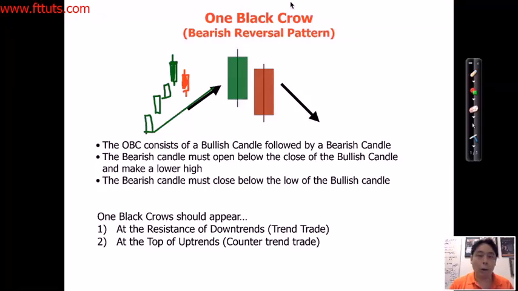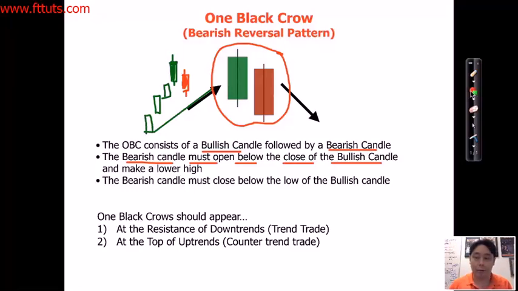Okay, so the one black crow, again, is made up of two candles. A bullish candle at the top of an uptrend, okay, followed by a bearish candle. Now, for it to qualify as a one black crow, it must meet, again, certain criteria, all right? So bullish candle followed by bearish candle. First, the bearish candle must open below the close of the bullish candle. That's the first criteria. So again, recall this is the open of the bullish candle.